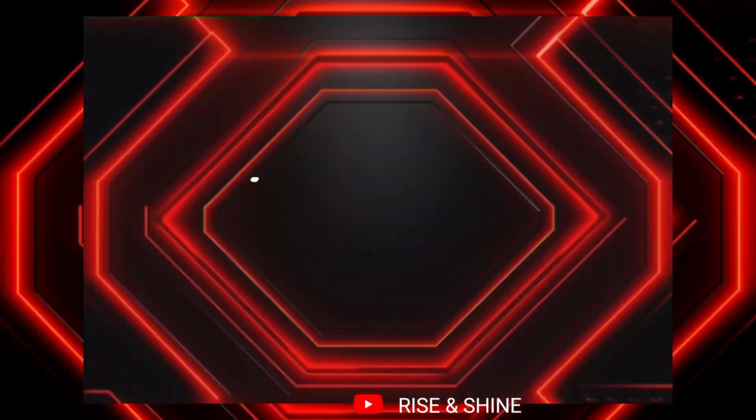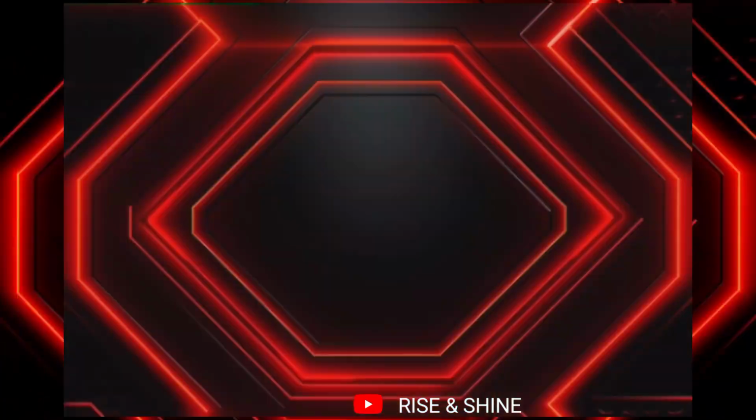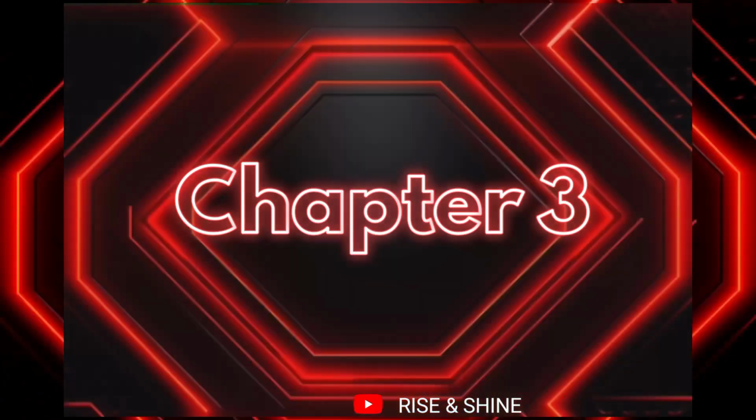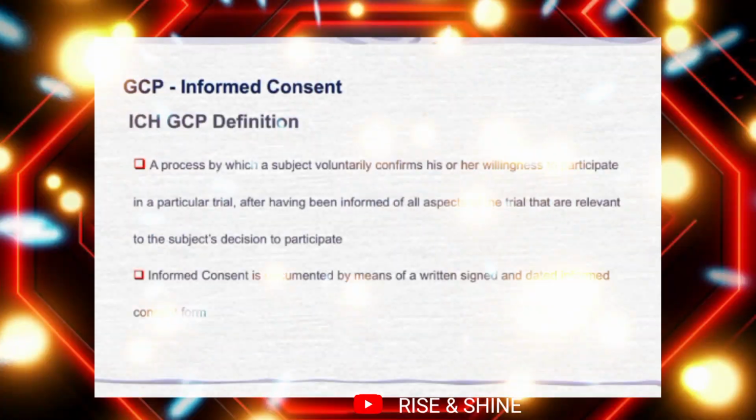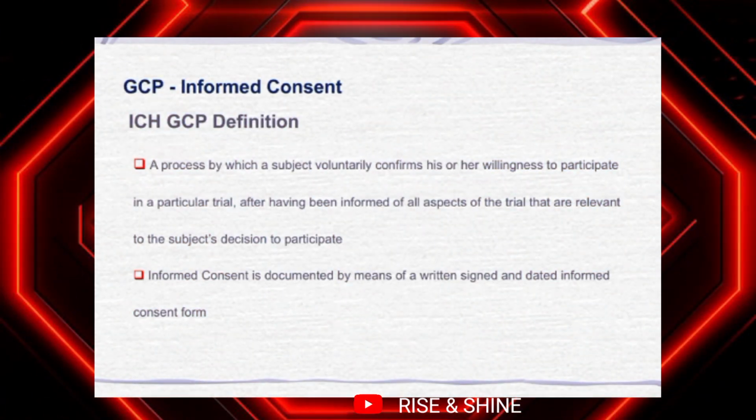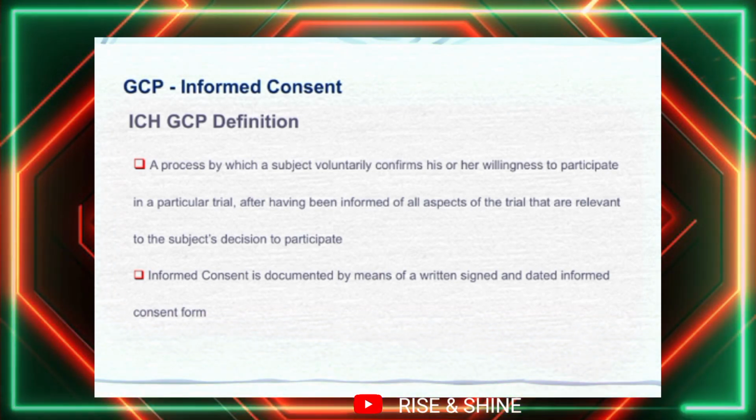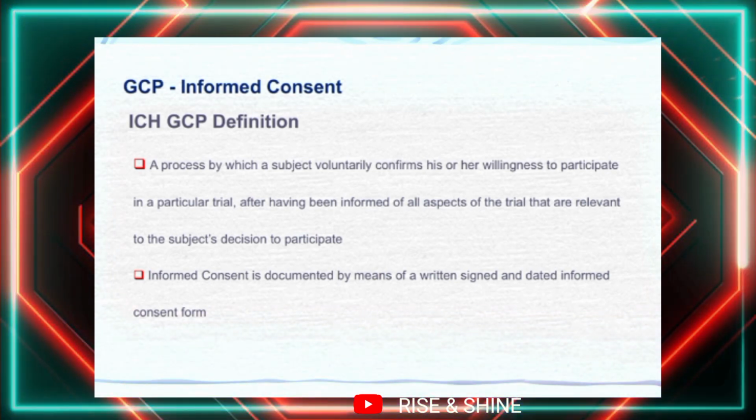In this series of ICH GCP course, this is chapter 3 where we will be talking about informed consent form. The last two chapters were about principles of GCP, responsibility of sponsor, investigator and ethics committee.